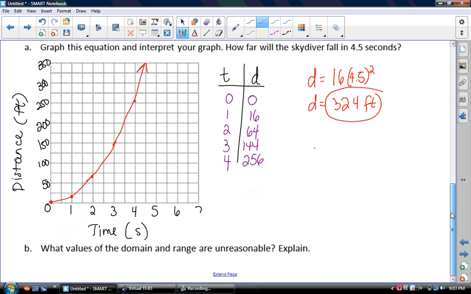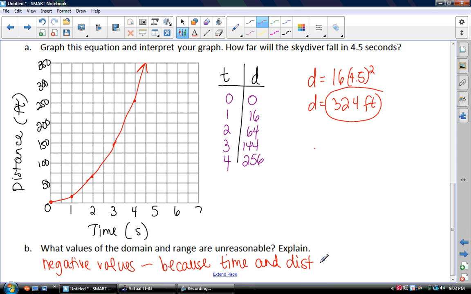Okay, and to answer the last question, we've pretty much already answered this. What values of the domain and range are unreasonable? Well, it doesn't make sense for time or distance to be negative. So any negative values would be unreasonable. And why is that? Because time and distance can't be negative.